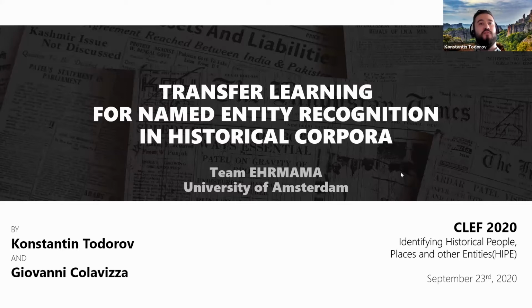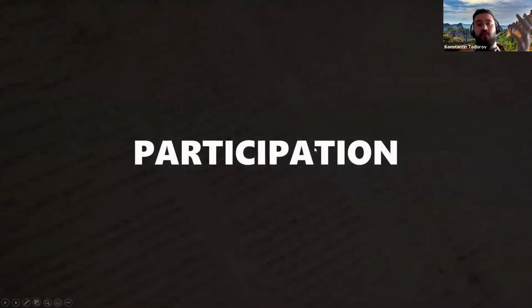I would like to present our work. It's about transfer learning for named entity recognition in historical corpora. We are team Ehrmama: me, Konstantin Todorov, and Giovanni Kolavica. We are related to the University of Amsterdam. So, firstly, I would like to talk about our participation.